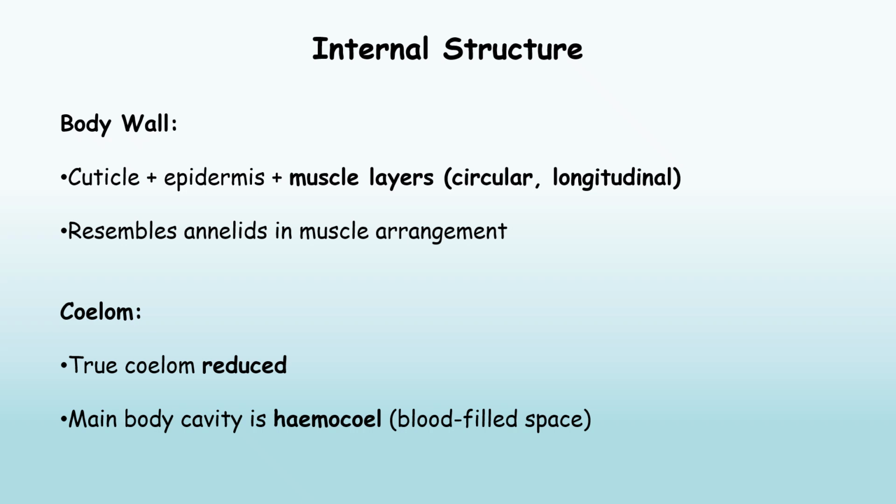Coming to the internal structure of Peripatus, starting with the body wall. The body wall of Peripatus contains cuticle, followed by epidermis, followed by a very thick layer of muscles, made up of circular muscles and longitudinal muscles. This type of muscle arrangement we can clearly see in the phylum Annelida. Coming to coelom, in Peripatus the true coelom is present, but it is highly reduced because the body cavity is filled with blood, which is known as hemocoel.